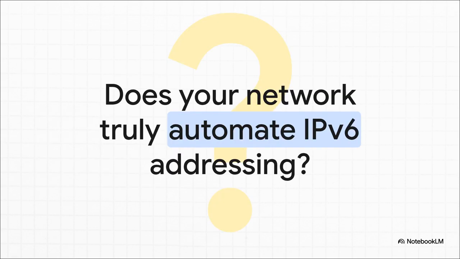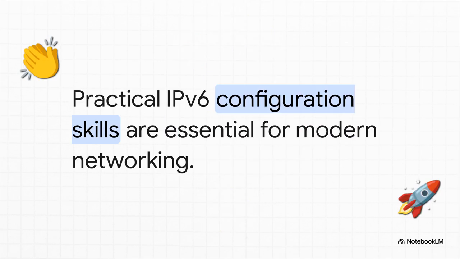I want to leave you with this provocative thought. Does your network truly automate IPv6 addressing? Seriously, think about the sheer scale of IPv6 for a second. Think about the manual labor, the nightmare of potential IP conflicts, and the administrative headache of statically assigning everything on a network that uses massive 128-bit addresses. No way, right? What we just walked through today is exactly how DHCPv6 automates and simplifies network administration, taking that massive, impossible burden completely off your shoulders. Practical IPv6 configuration skills are essential for modern networking. If you can master these practical steps, you are well on your way.